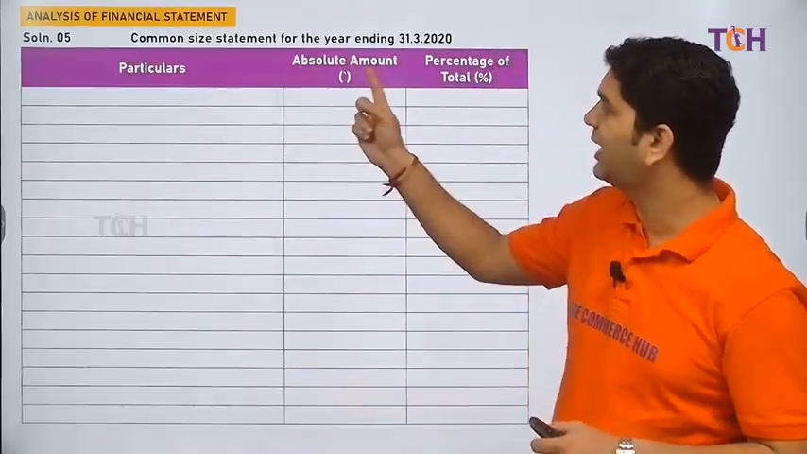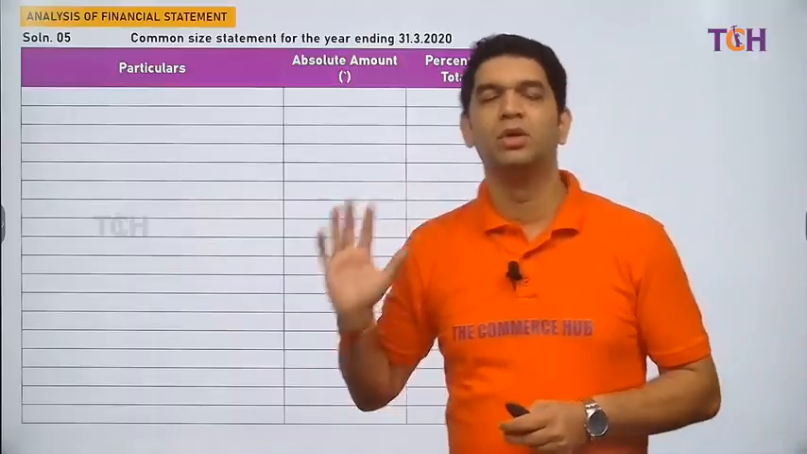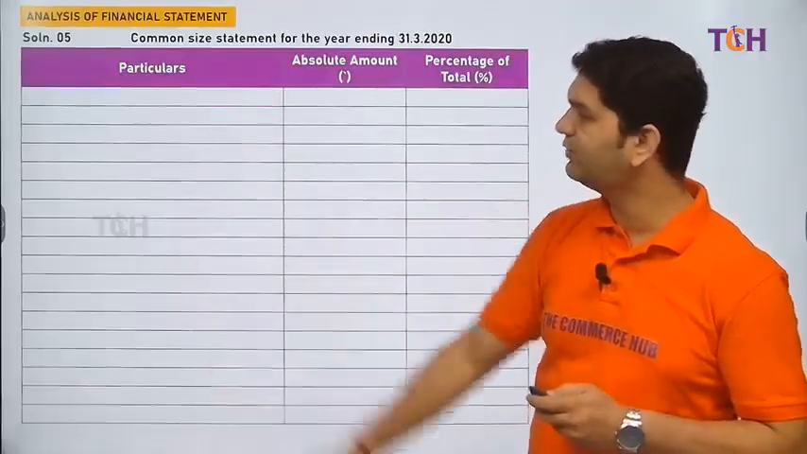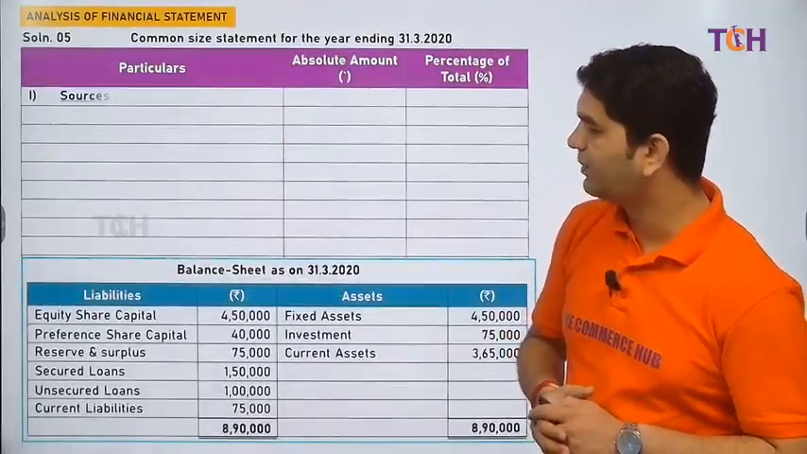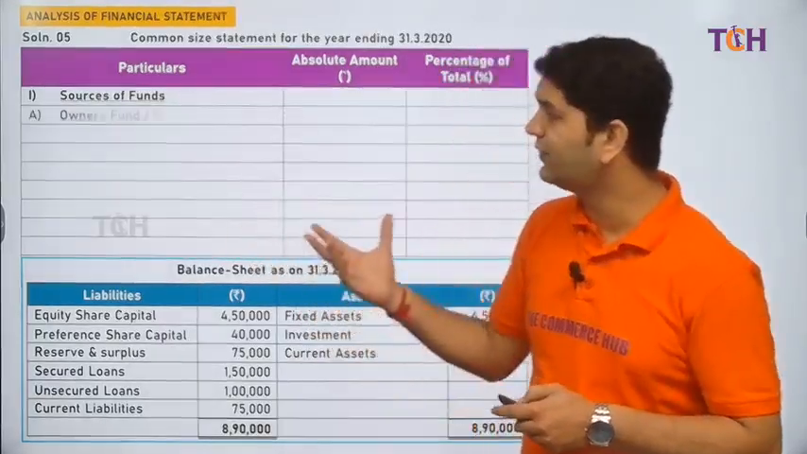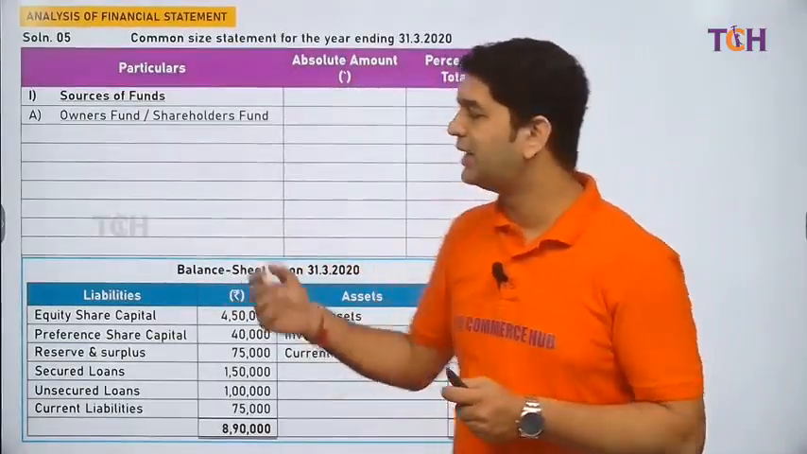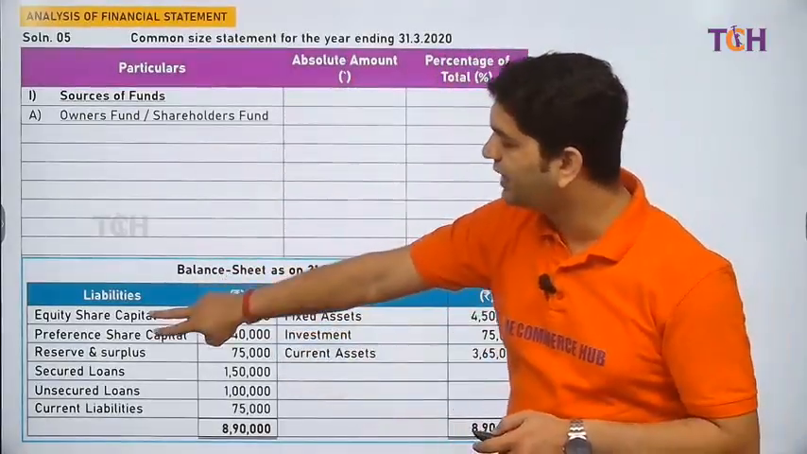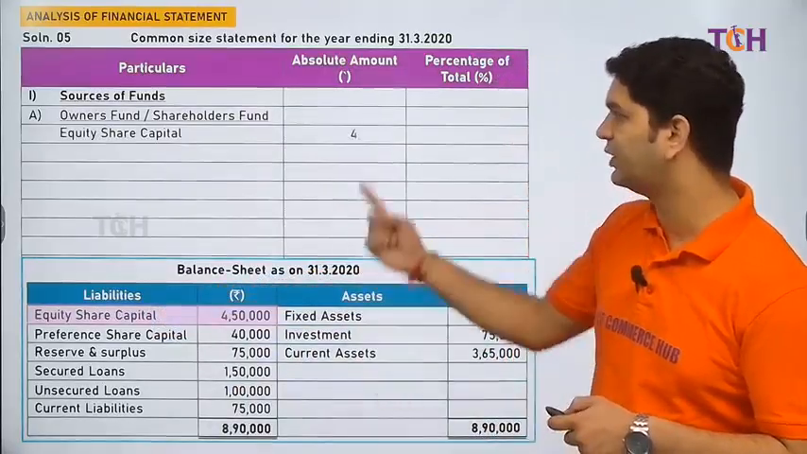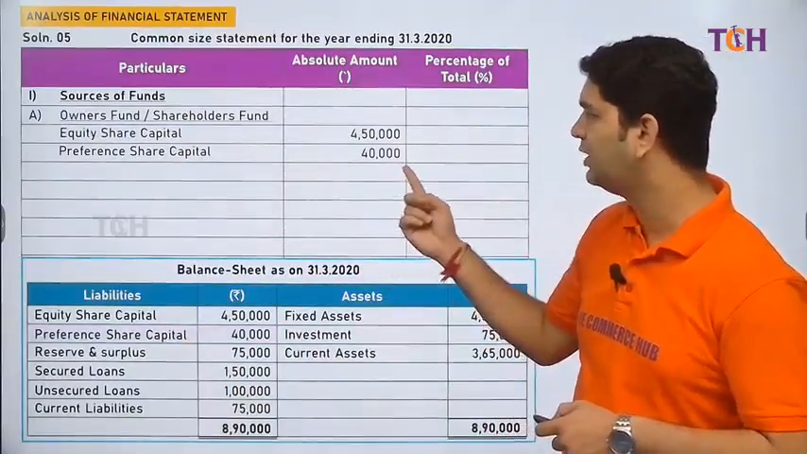You have particulars, absolute amount and percentage of total. That is what we have to write. This is the only thing we need. So first we'll have the vertical format. The first heading is sources of fund. Under sources of fund, the first thing is owner's fund, or we call it shareholders' fund. Under this, we write equity share capital, 4,50,000, and preference share capital, 40,000.